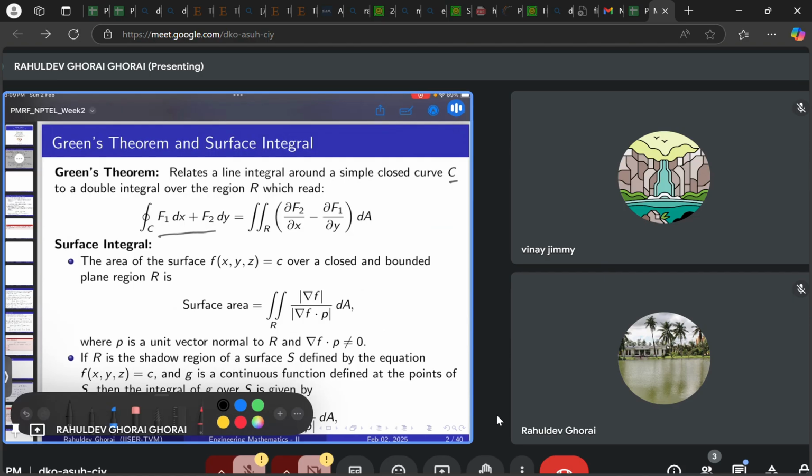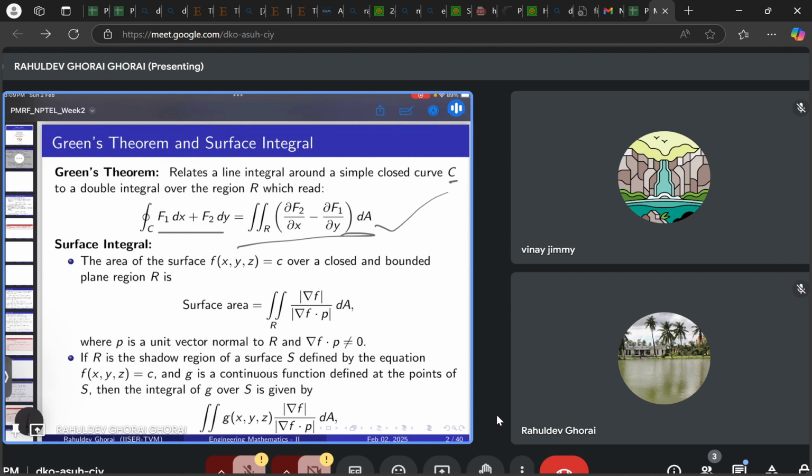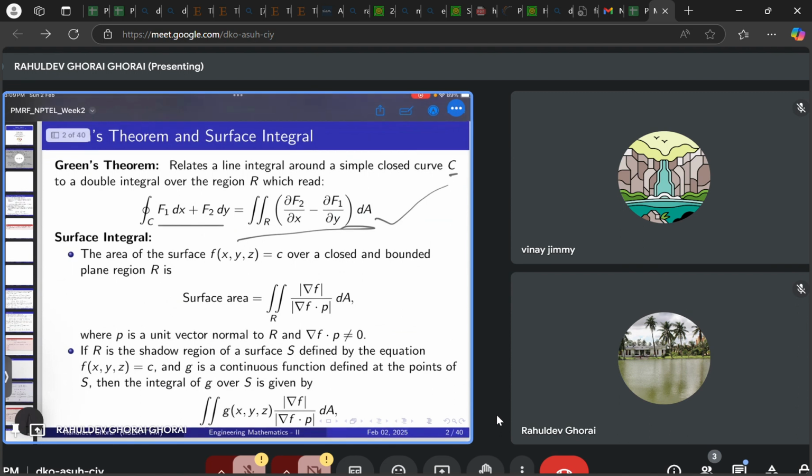If you want to find the line integral of this function, you need to find this type of expression. So you have to remember this. One can derive it, and you have seen it also, but you have to remember this. Then there are two important results, two important formulas you have to remember.